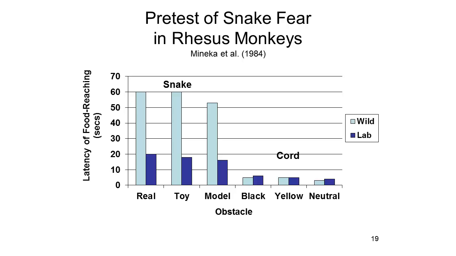Mineka's initial study compared monkeys reared in the wild and those that were reared in the lab on their responses to various test stimuli such as a real snake, a toy snake, a model snake, black and yellow power cords, and a painted wood block. The real snake, by the way, was a small boa constrictor. As you can see, the animals who were reared in the wild were much more afraid of the snake than were the animals that were raised in the lab. They took much longer to reach past the snake to get the desired food. And this fear generalized to the toy snake and the model snake as well. By contrast, neither wild-reared monkeys nor lab-reared monkeys showed any fear to the power cords or to the painted wooden block. So the wild-reared adult monkeys avoided the snakes, but lab-reared adolescents were simply indifferent to them.